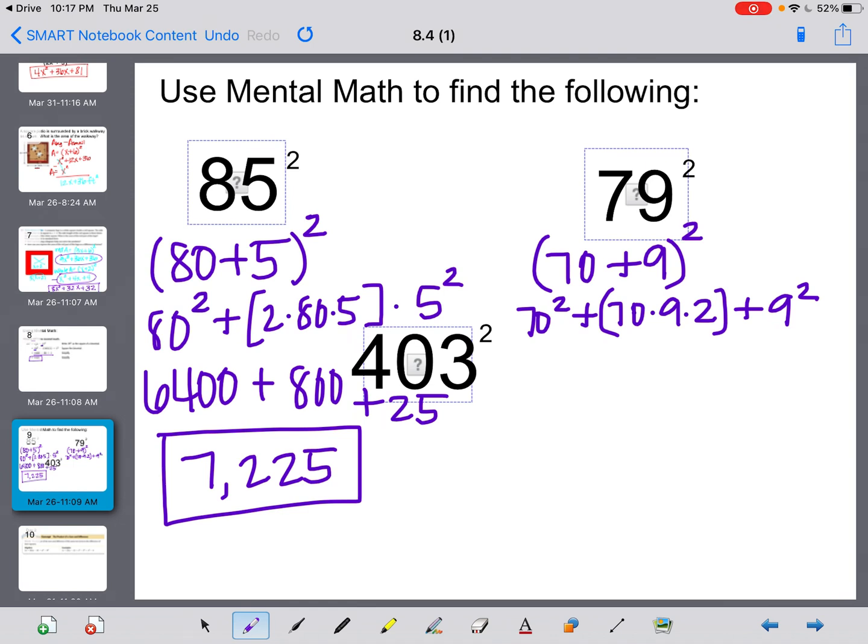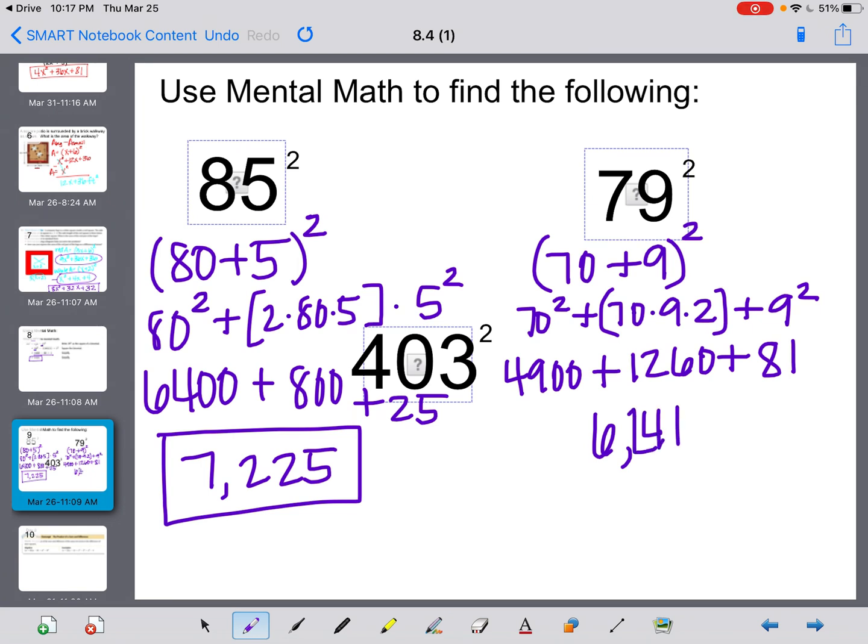70 to the second power is 4,900 plus 70 times 9 times 2 gives us 1,260 plus 9 to the second power is 81. And when I add all of those together, I get 6,241.